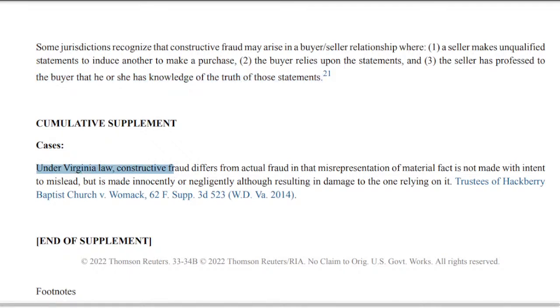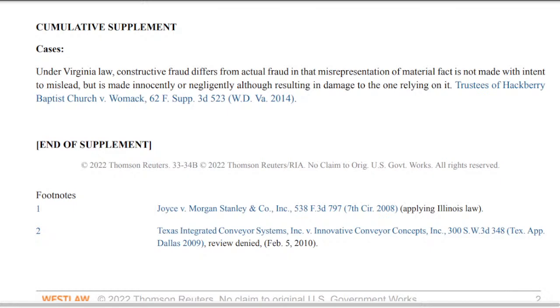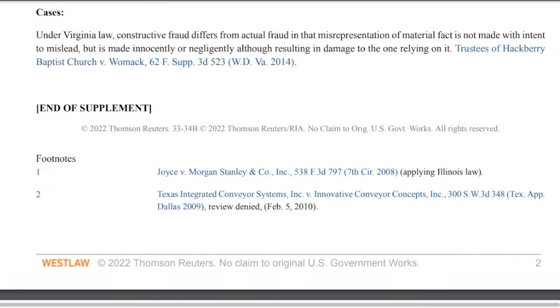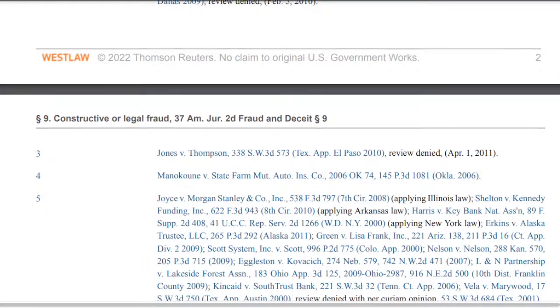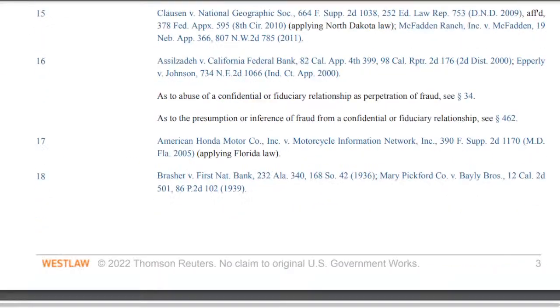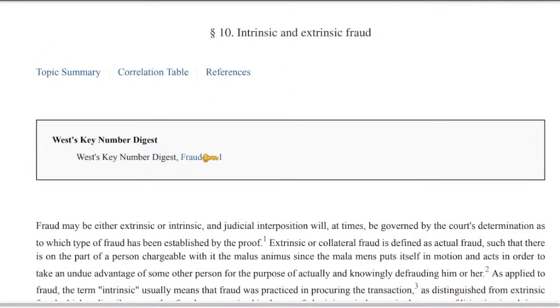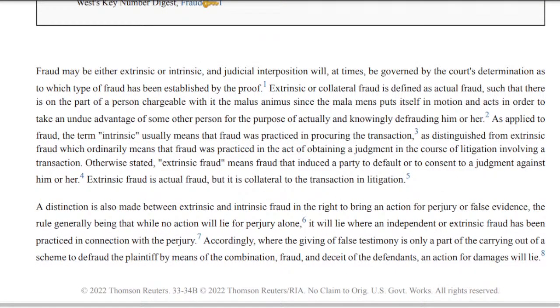Under Virginia law, constructive fraud differs from actual fraud in that the misrepresentation of material fact is not made with intent to mislead, but is made innocently or negligently, although resulting in damage to the one relying on it. That was the Western District of Virginia, 2014, so it's rather recent. Let's see if there's anything else here. Nothing else on this one, just cases. Excellent. Then we have section 10, intrinsic and extrinsic fraud.